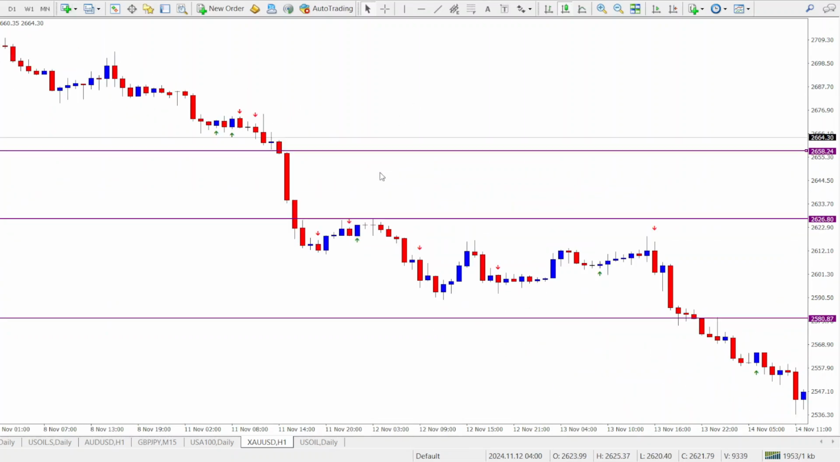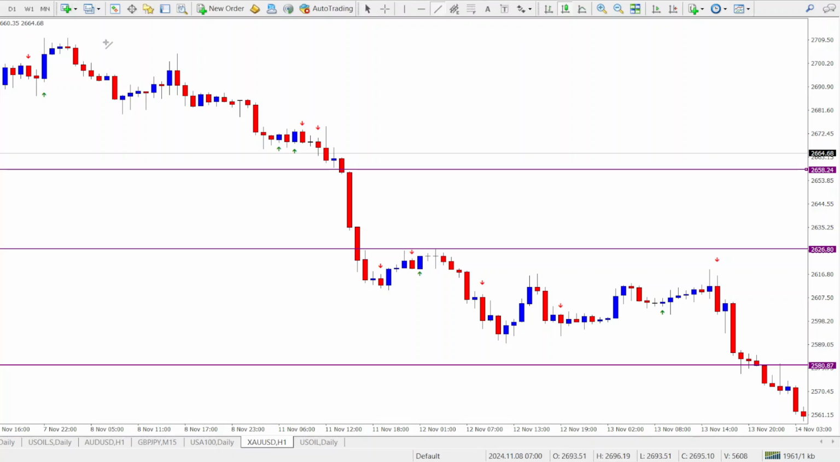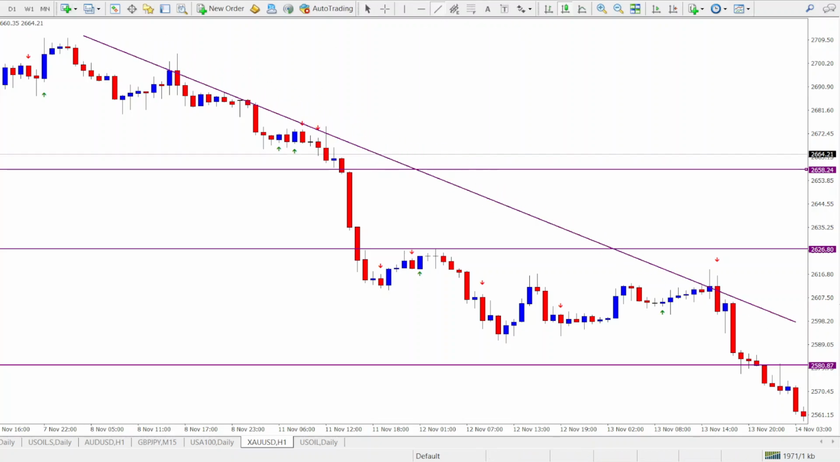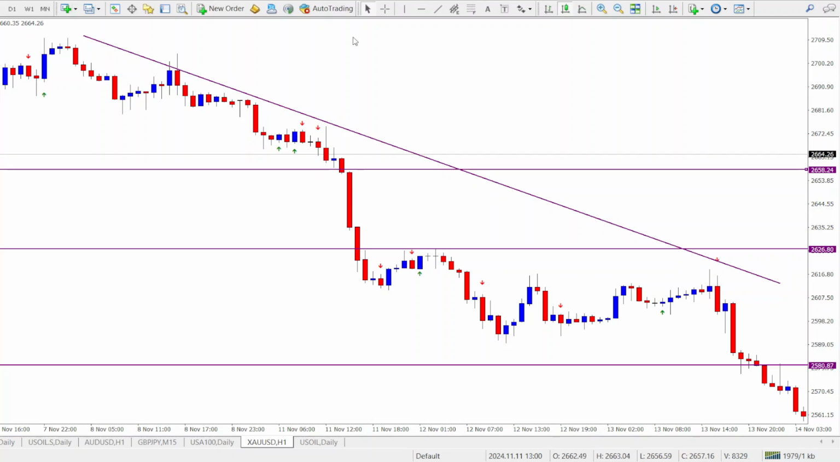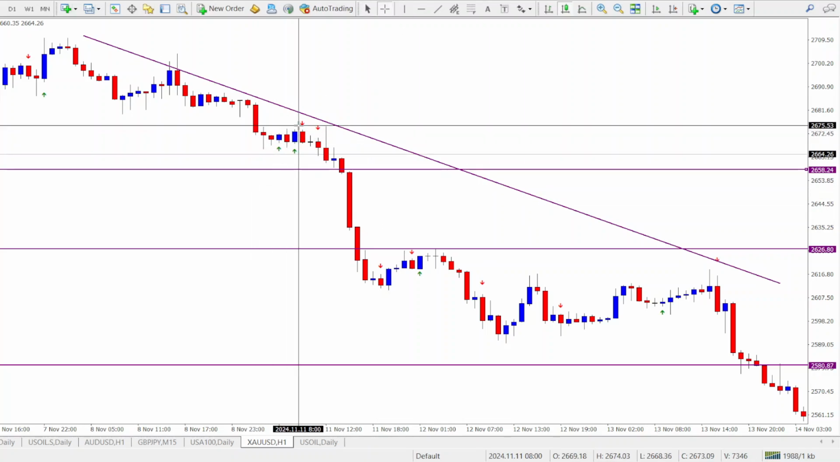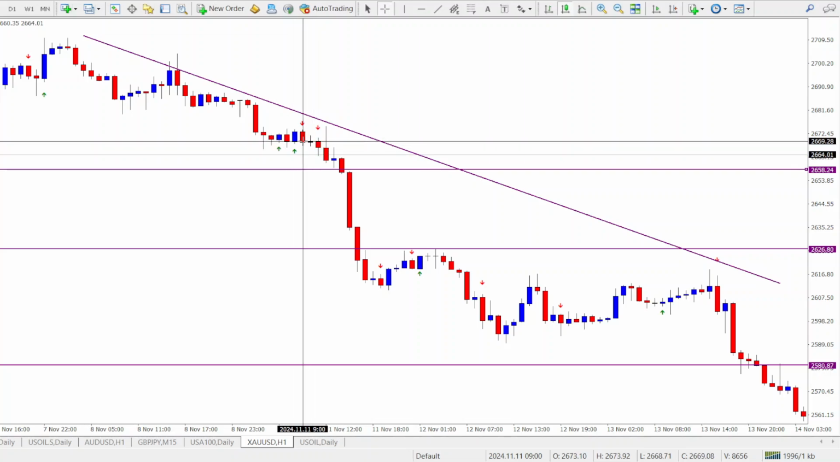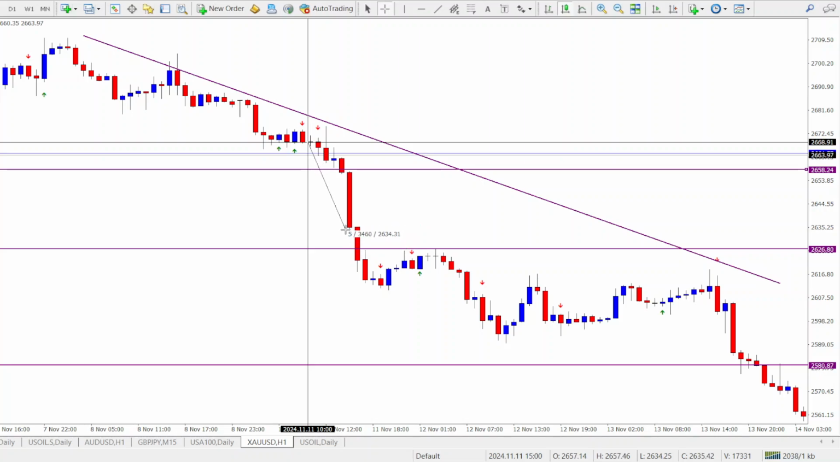So if we had entered this sell and set our stop loss above here, that's about 80 pips, then our take profit can be around here. This is going to be 80 pips.